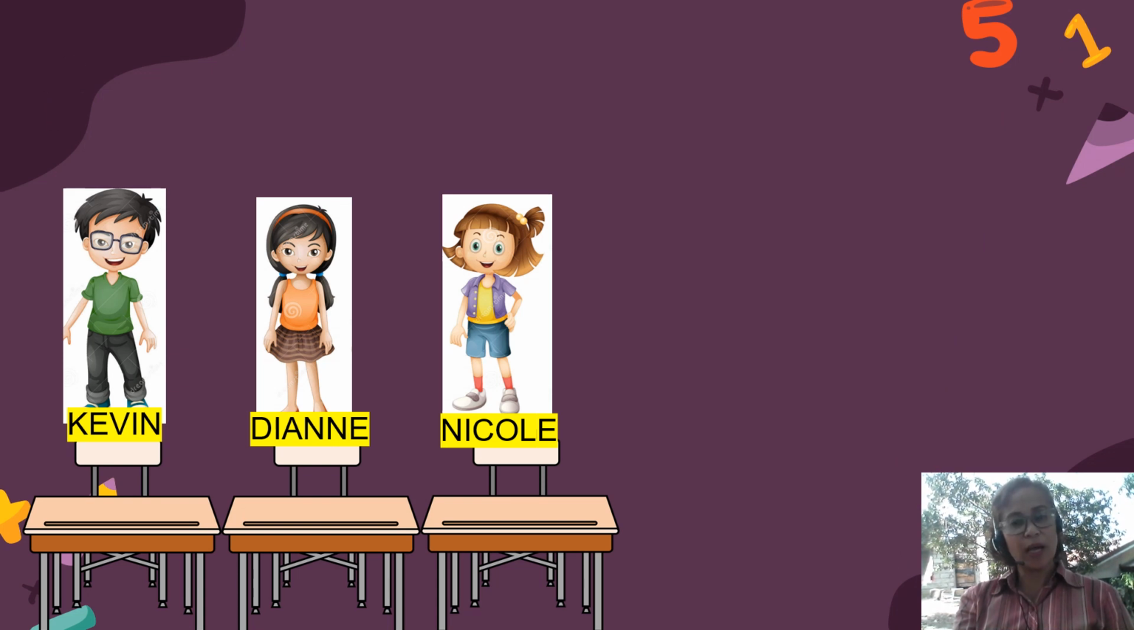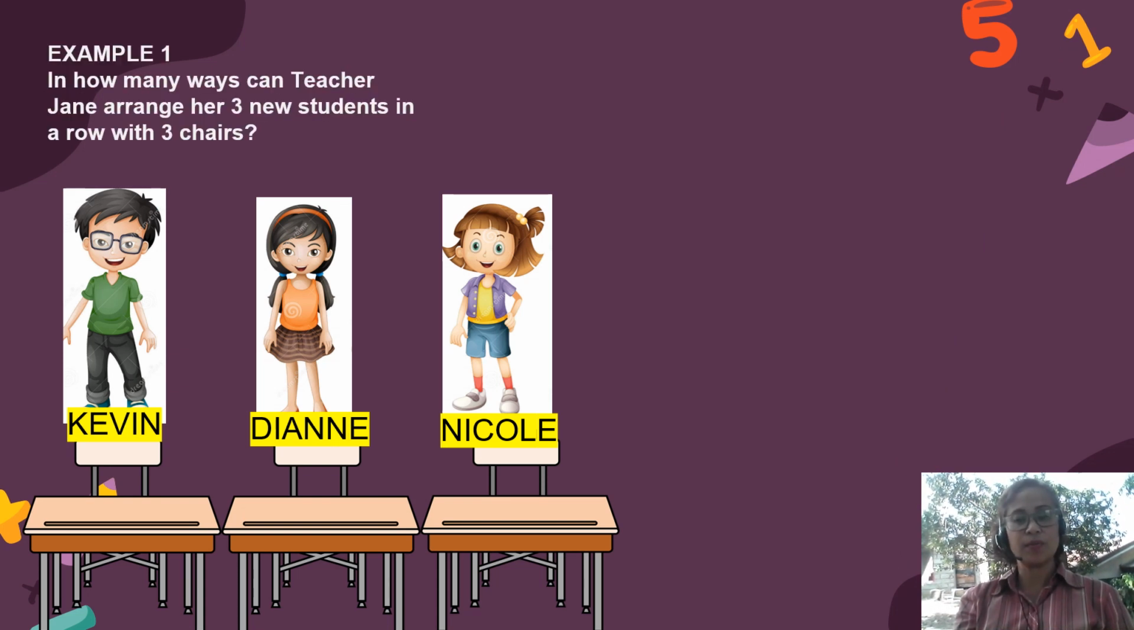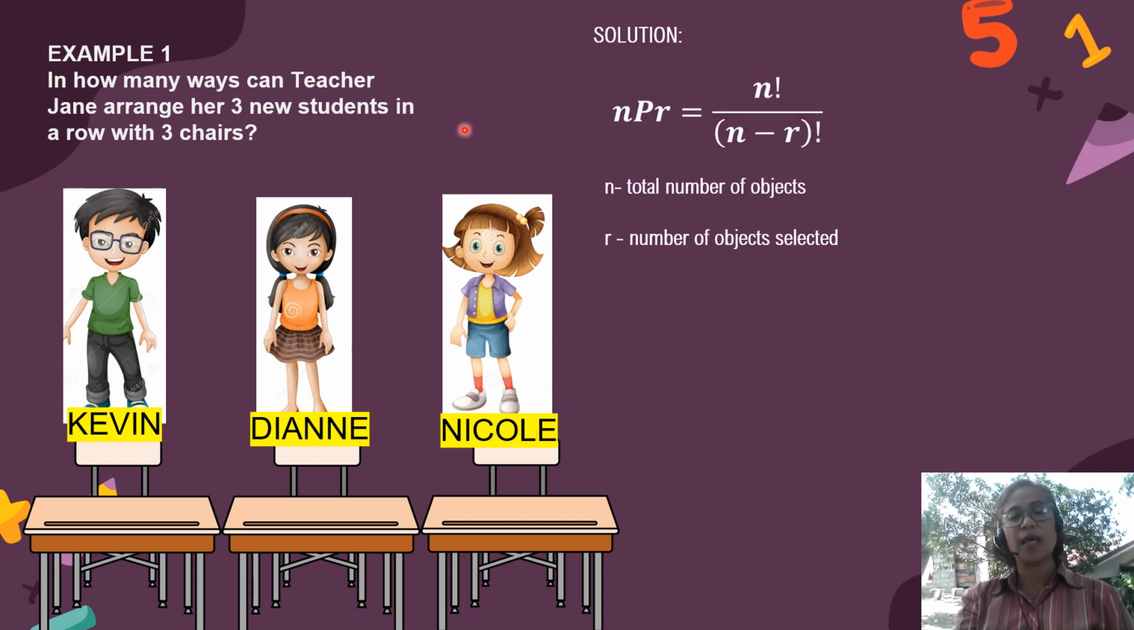Now let us go back to the problem that I have already discussed a while ago, but this time I'm going to use now the formula. In how many ways can Teacher Jane arrange her 3 students in a row with 3 chairs? So using now the formula, nPr is equal to n factorial divided by the quantity n minus r closed quantity factorial, where n is the number of objects and r is the number of objects selected at a time.